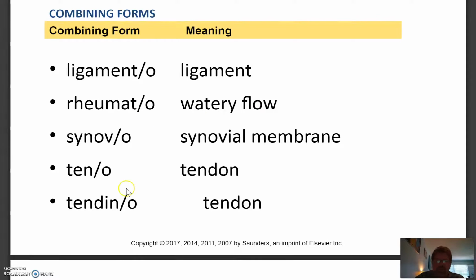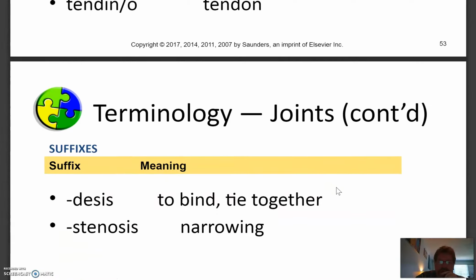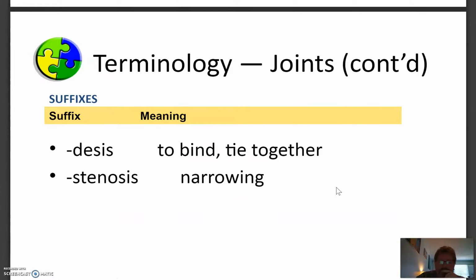That's an old term. Many of the joints in the body are called synovial joints. They're freely moving, they have fluid in them, and they're surrounded by a membrane. Tendon is for tendon. Tendinol is also tendon. Muscle to bone, muscle to bone, muscle to bone. Desis, to bind or tie together. Stenosis is narrowing.